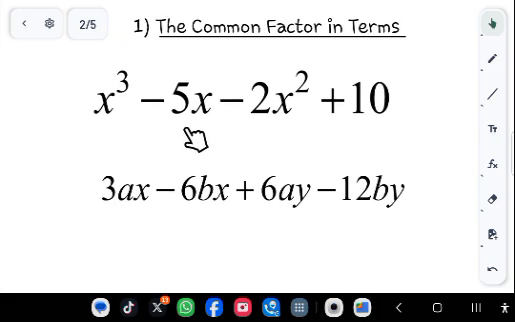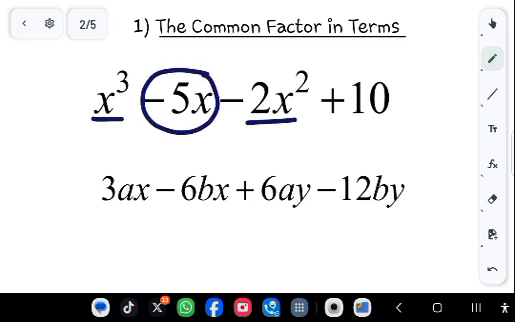Now, let's look at these two questions, the options. Okay, here we've got x cubed minus 5x minus 2x squared plus 10. And in this one at the bottom, we've got 3ax minus 6bx plus 6ay minus 12by. In the first one, notice that the one that has got the common factor is x cubed and 2x squared. Ignore the signs for them. And then the 5x and the 10 have a common factor, and that common factor is 5. Over here, these two have a common factor, and the common factor is x squared.